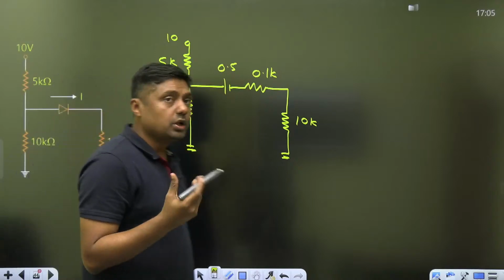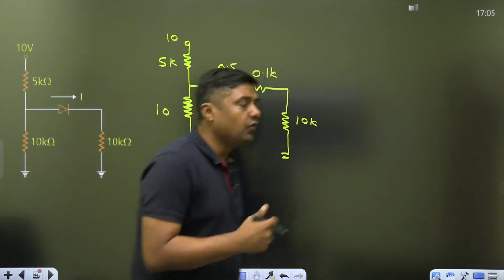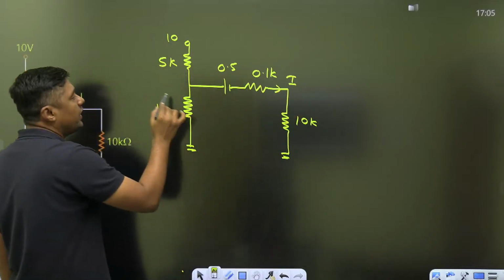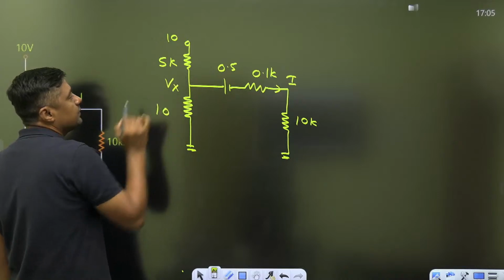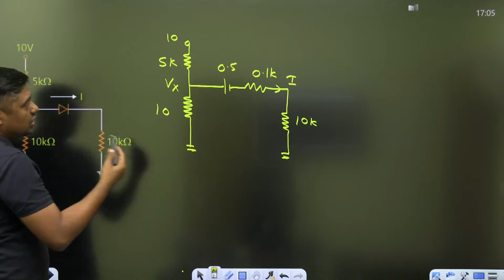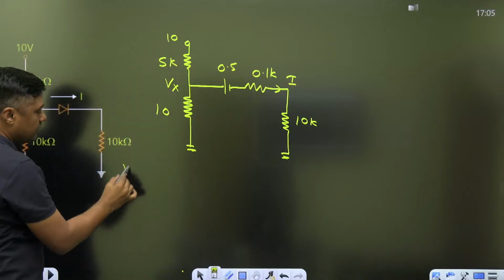Right. Now what will be the question here? You have to find the value of I. Yes, it is very easy to find the value of I, but first of all apply the KCL here. Vx here. So the nodal equation: Vx minus 10 by 5, I am giving it, try to solve this.